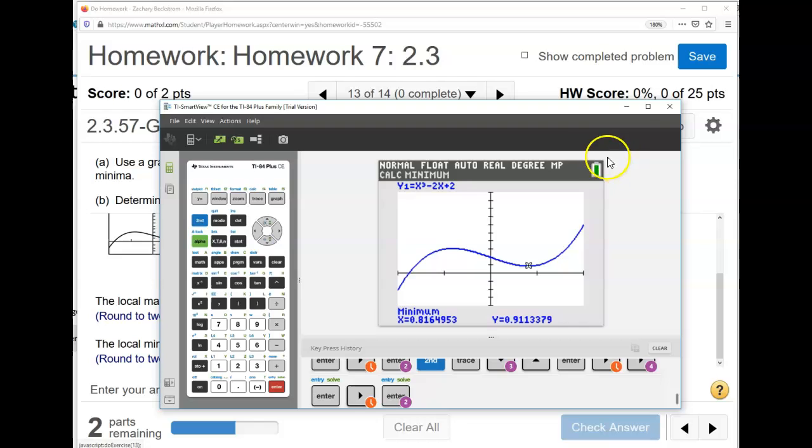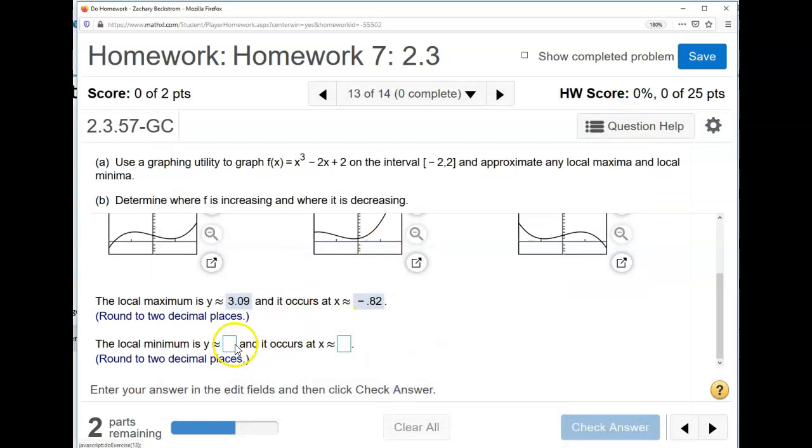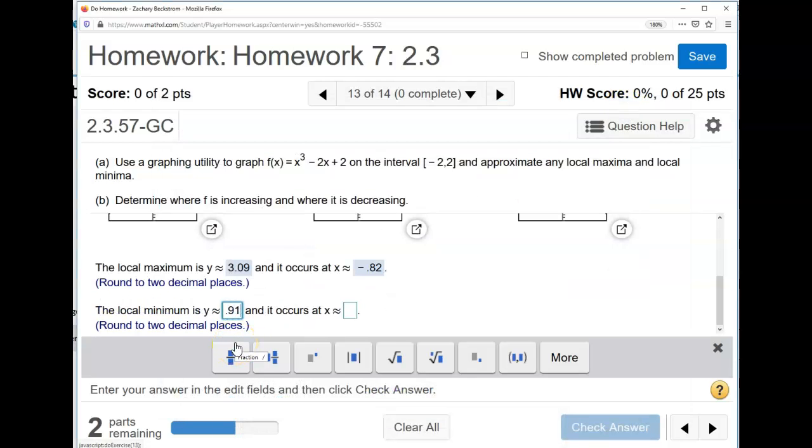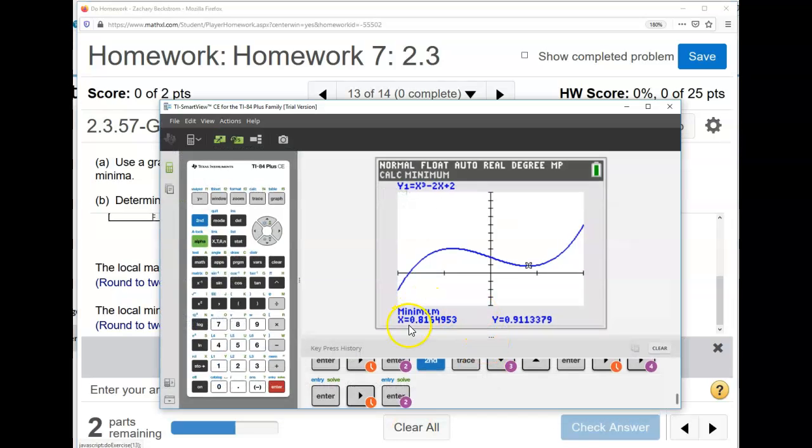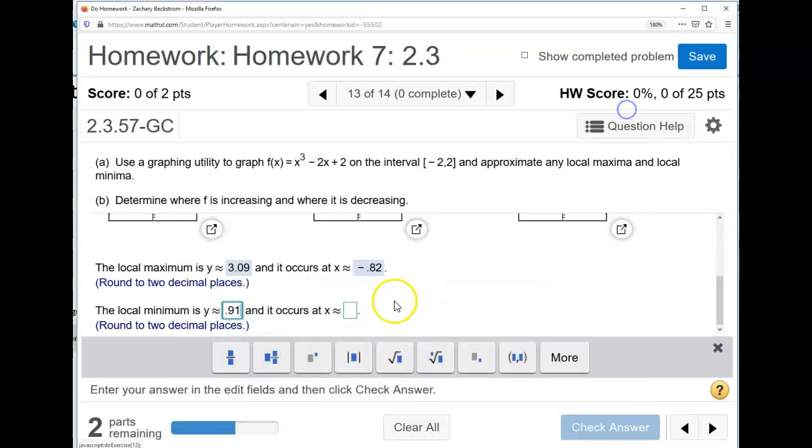So that's 0.91 for our y. And for our x, that's going to be about 0.82.